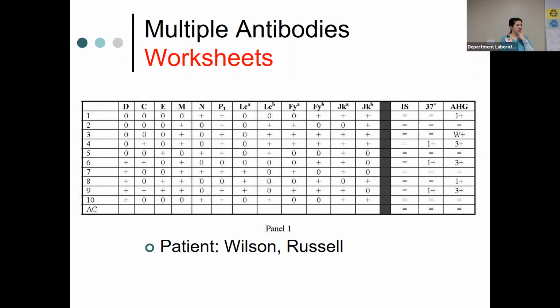All right, does everybody have it? Anybody need more time? Okay. So how many antibodies do you think you're dealing with? Two. Do you think the antibody reacting at 37 in AHG is the same antibody? Like the same antibody is causing this reaction at 37 and this reaction at AHG?